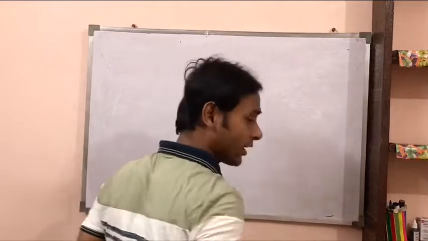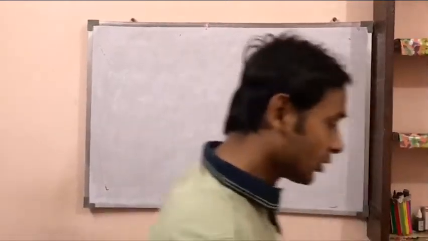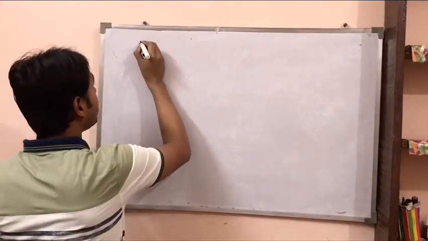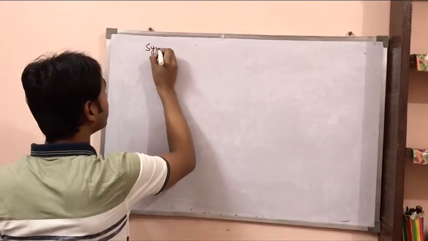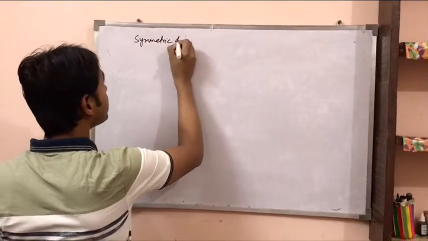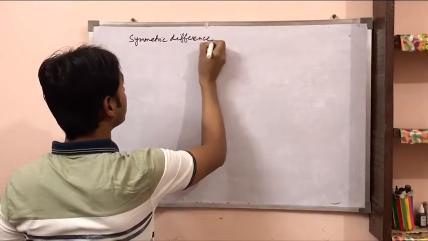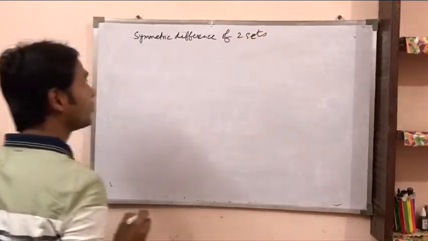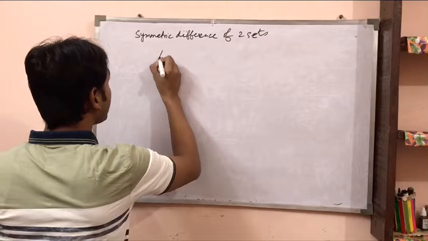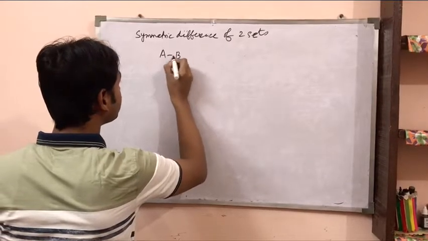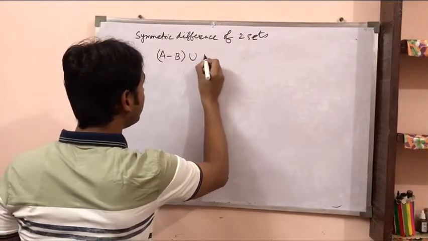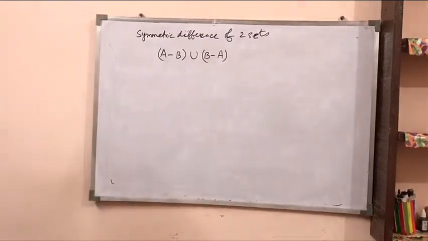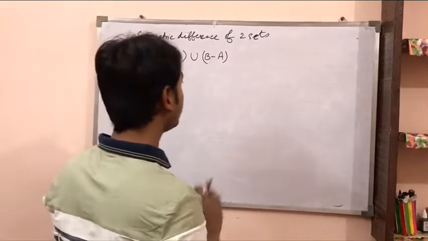नाउ एक चीज और है इसमें जो कि NCERT में नहीं है, but एक होता है symmetric difference of two sets. Symmetric difference of two sets, उसको हम बोलते हैं A minus B union B minus A. ये होता है symmetric difference of two sets, A minus B union B minus A.